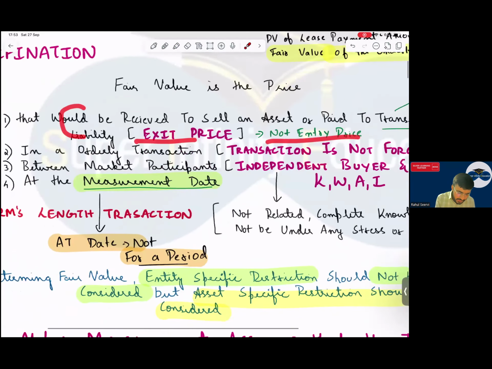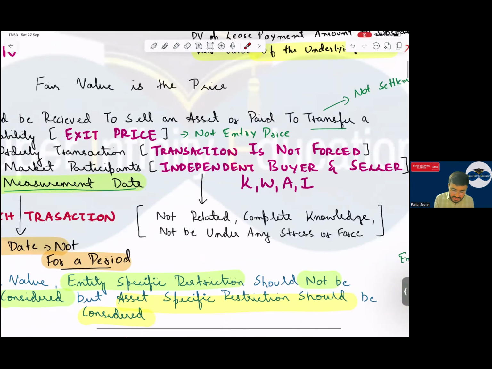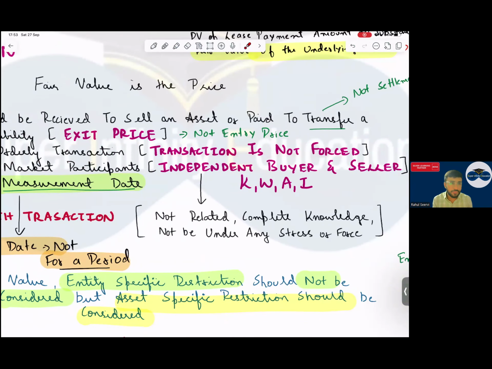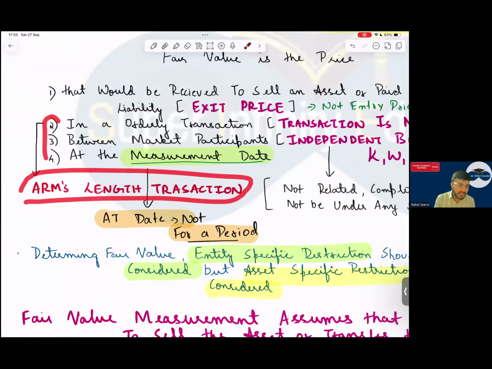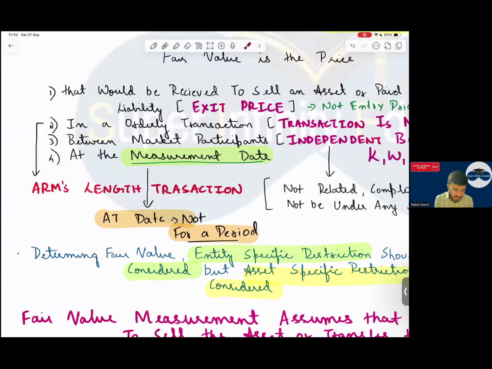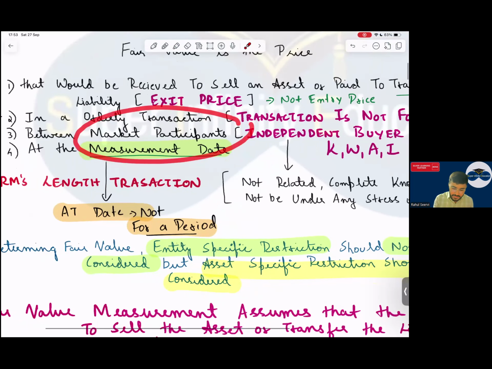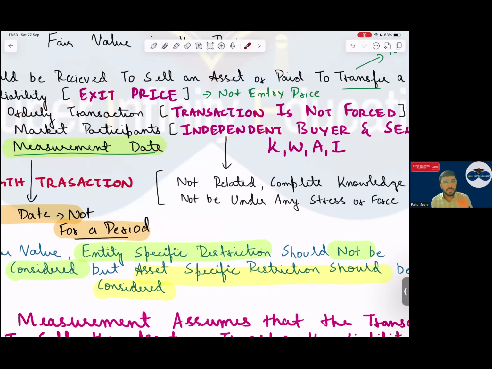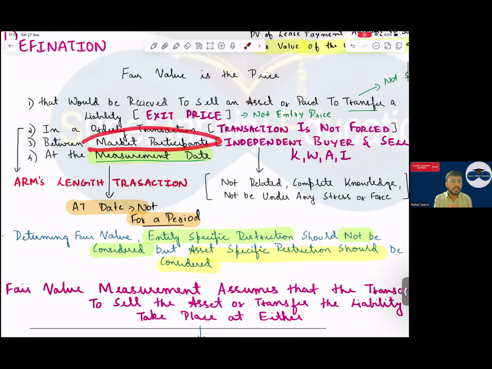First point, in an orderly transaction. What does orderly transaction mean? The transaction is not forced. It is an arm's length transaction. Orderly transaction means as per the market terms, it should be at arm's length and the transaction should not be forced between market participants. So it should be between a buyer and a seller. When do we say market participant? Market participants should be independent buyers and sellers. They should have the knowledge, willingness, ability and intention to do the sales transaction. Then we say it's a market participant, and the market participant should have knowledge regarding that transaction.